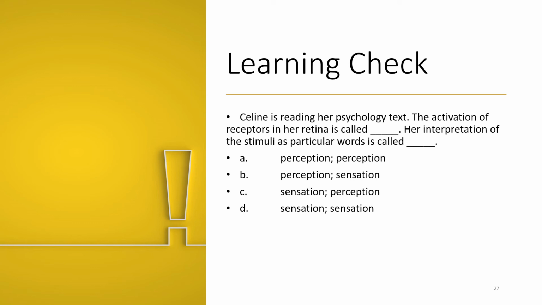So let's just check what you've learned so far. Celine is reading her psychology text. The activation of receptors in her retina is called blank, and her interpretation of the stimuli as particular words is called blank. Which one of these is correct? Go ahead and pause this if you need a moment to think about this. The correct answer is C. Celine is reading her psychology textbook, and the activation of receptors in her retina is called sensation. Her interpretation of the stimuli as particular words is called perception.